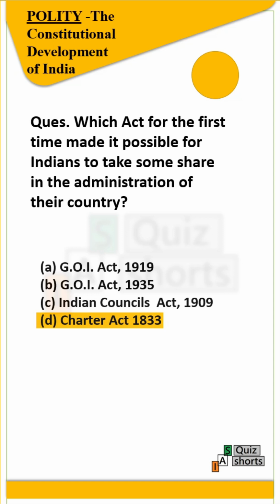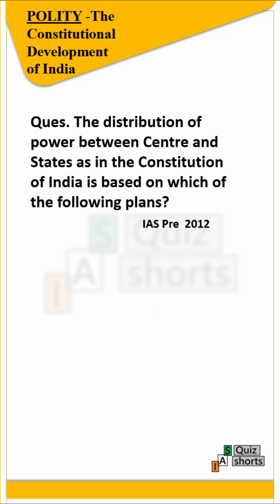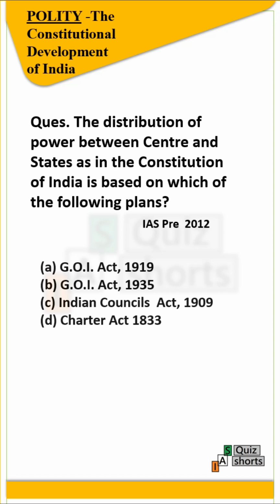Answer is Charter Act 1833. Option D. Question: the distribution of power between center and states, as in the Constitution of India, is based on which of the following plans? Option A, Government of India Act 1919. Option B, Government of India Act 1935. Option C, Indian Councils Act 1909. Option D, Charter Act 1833.